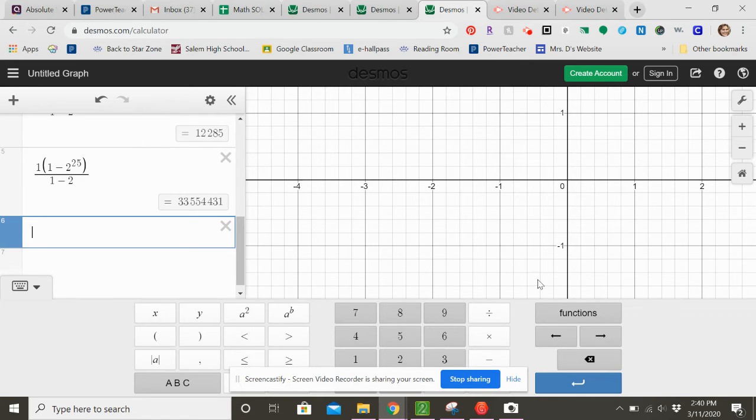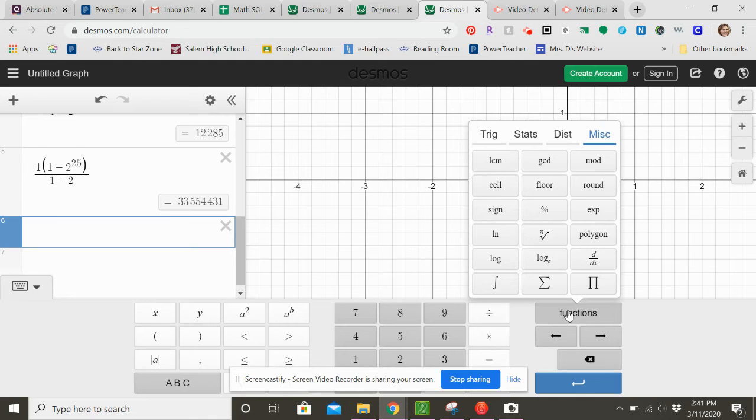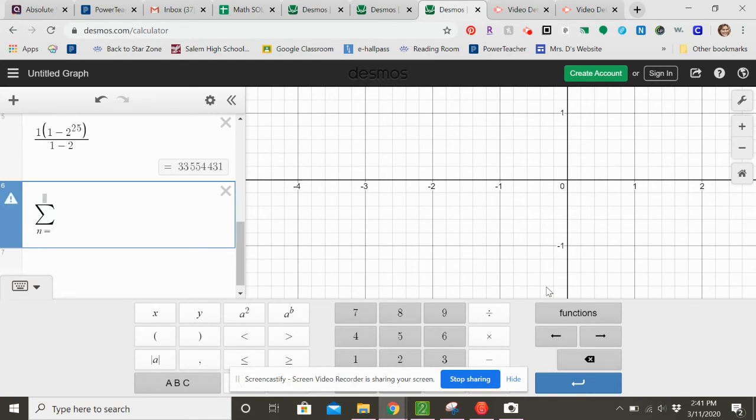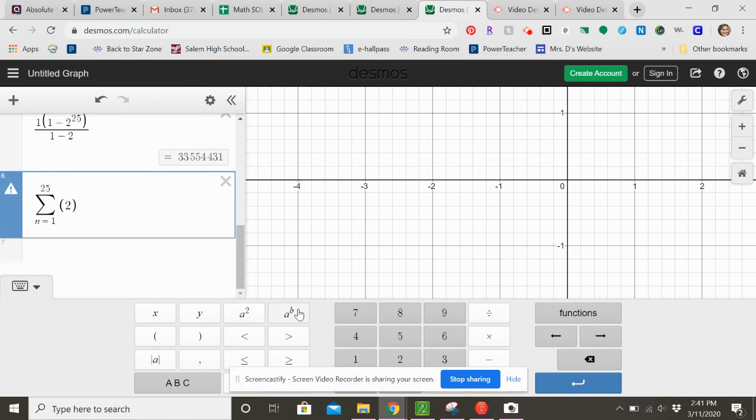So that summation notation is in the functions feature on the miscellaneous tab at the bottom. This was an n value from 1 up to 25. And the function is 2 to the power of n minus 1. I have to put another set of parentheses to keep that in the exponent, n minus 1. So you can get that both ways.